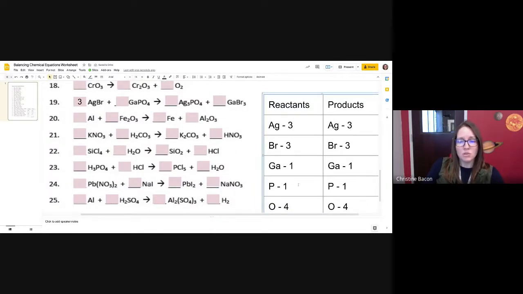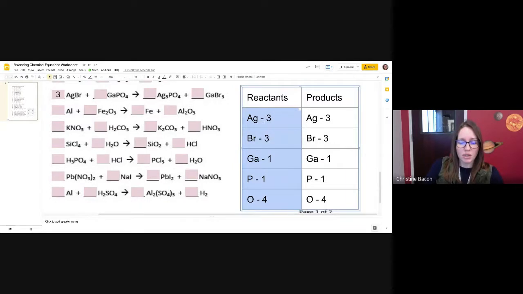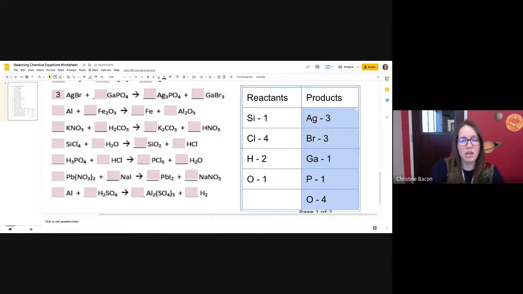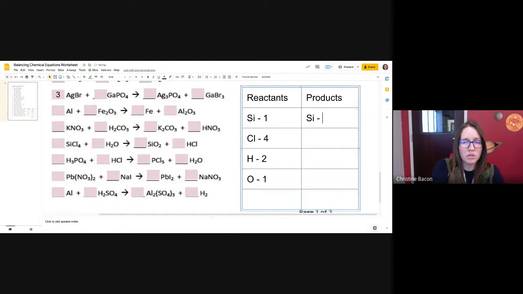Let's work on 22. All right. So we've got here, we have silicone. We only have 1 of those on the reactant side. And we have chlorine. We have 4 of those on the reactant side. Hydrogen, we have 2. And oxygen, we have 1. All right. And on the product side, we have silicone is 1. Oxygen is 2. Hydrogen and chlorine both just have 1.